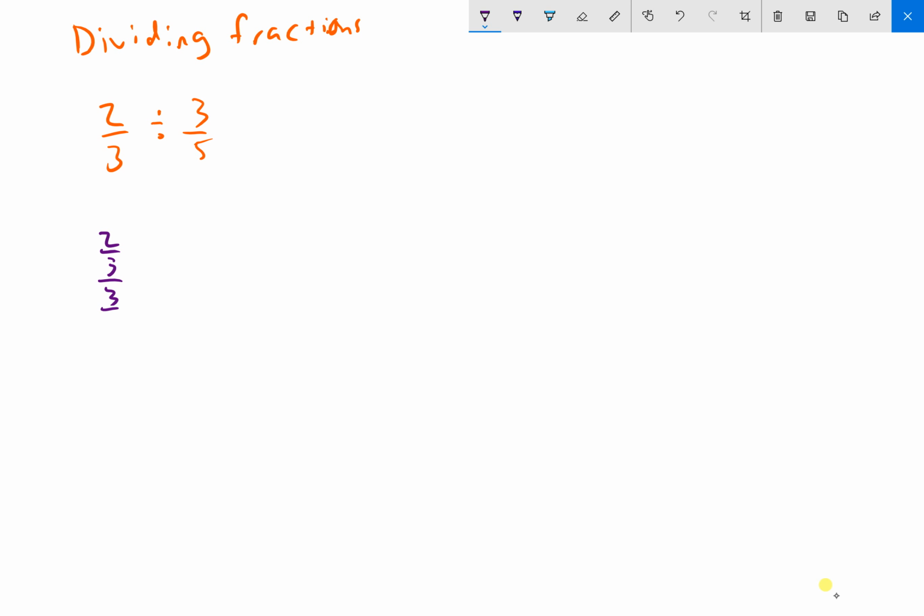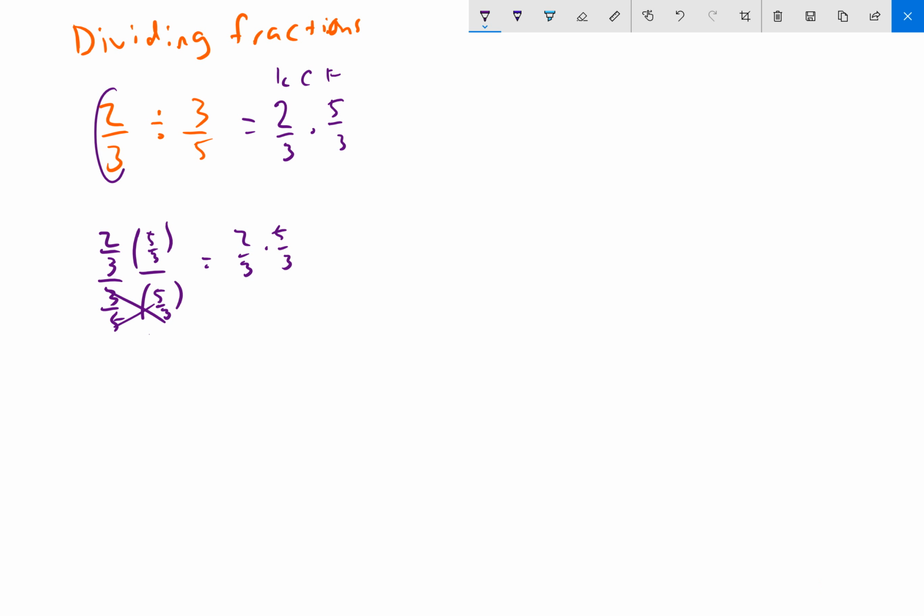2/3 divided by 3/5 can be written as a complex fraction. And then if I multiply both numerator and denominator by 5/3, that cancels out, and I'm left with 2/3 times 5/3, which you'll probably remember is the old keep, change, flip. Keep the first fraction, change that to multiplication, and then multiply by the reciprocal. I'm going to show you, hopefully, why that works.